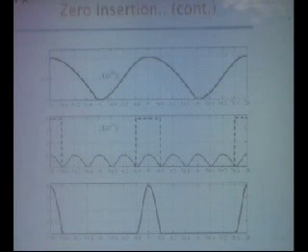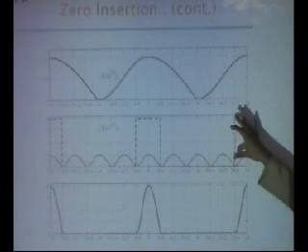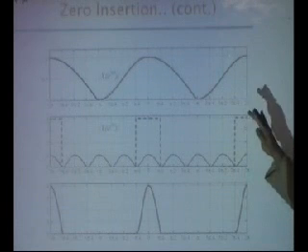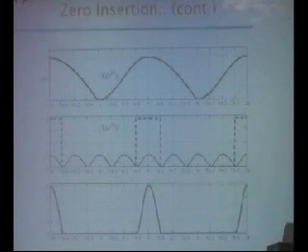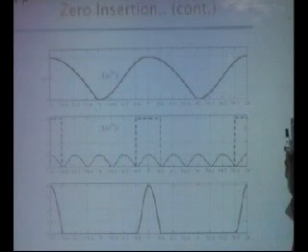Inserting 1 zero means another extra copy. So this is how it looks in the digital domain, in the frequency domain: insert zeros, take the frequency transform, and you will find extra copies. Okay. So now you need an interpolator.